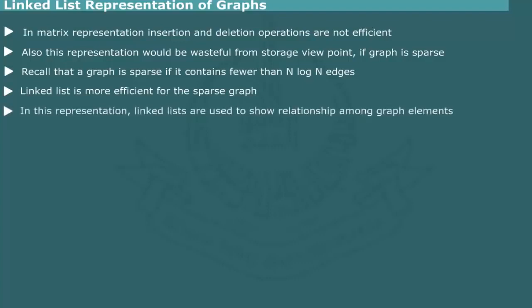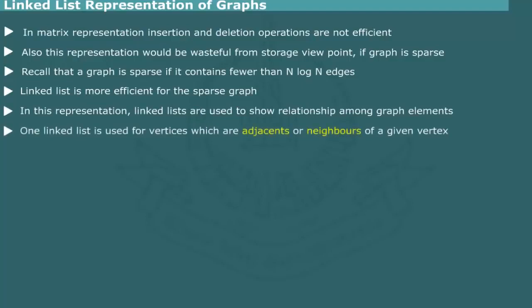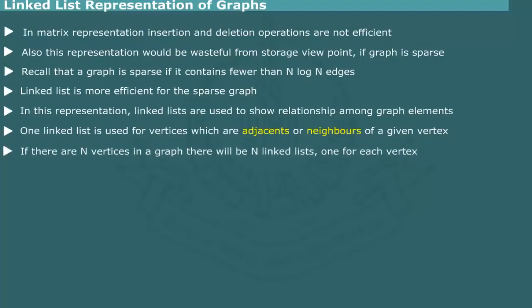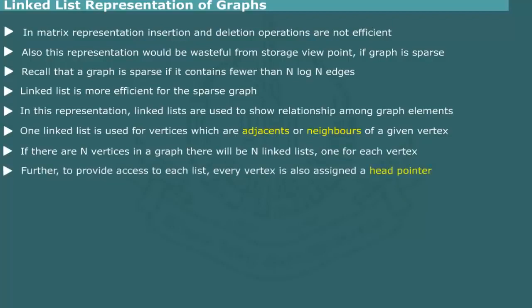In the linked list representation, there are different ways of showing relationship among the graph elements. A common approach is to use a linked list for a set of vertices which are adjacent or neighbors of a given vertex. Thus, in general, if there are n vertices, the list representation would consist of n linked lists, one for each vertex. Further, in order to provide access to each list, each vertex must be accessible by a head pointer. The set of linked lists is referred to as adjacency list.